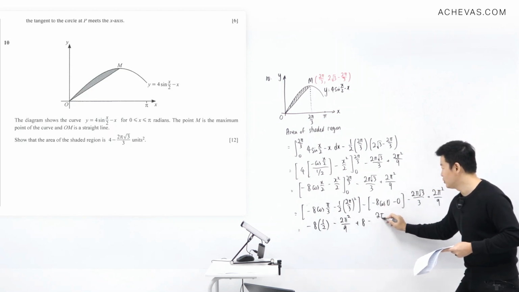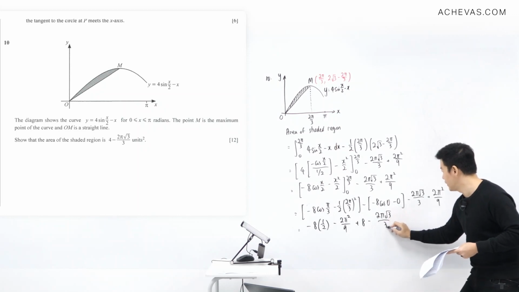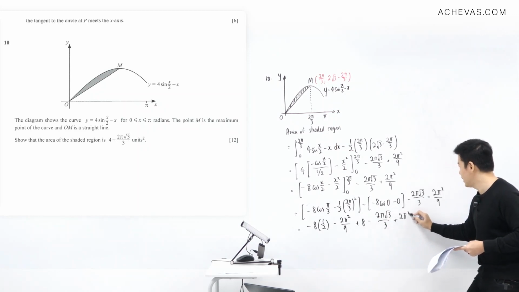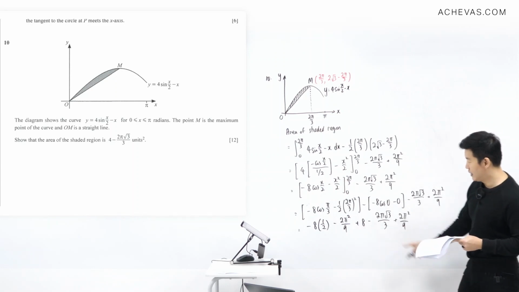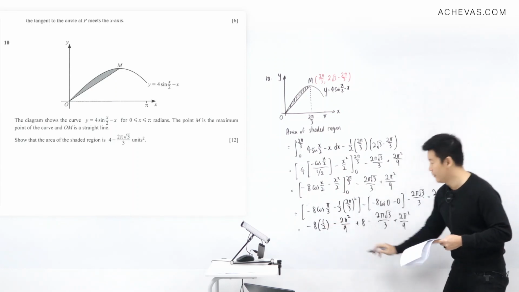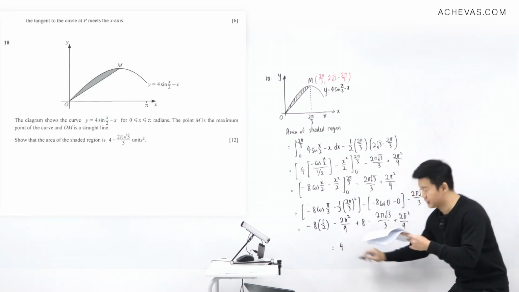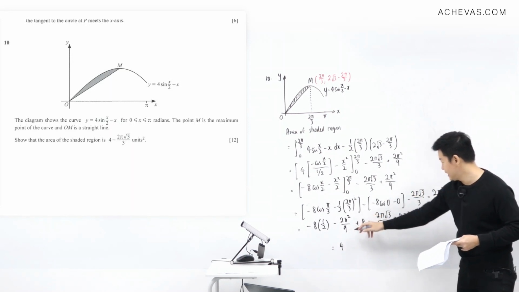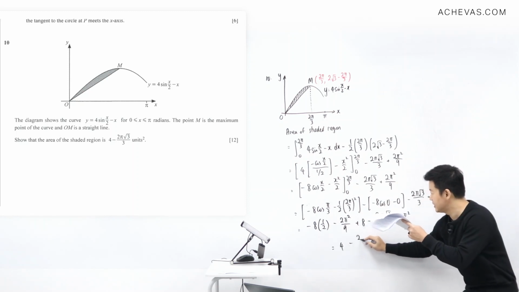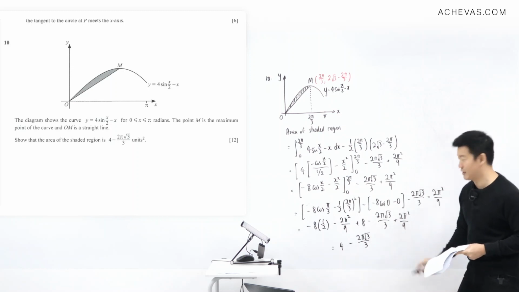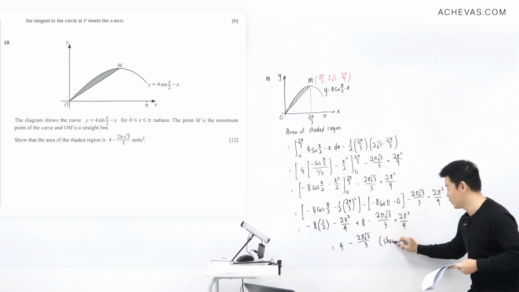Minus away 2π√3/3 plus 2π²/9. So we have 8 minus 4. That is going to be equal to positive 4. And this can be cancelled. We're going to be left with just this. So it is going to be 4 minus 2π√3/3. And guess what? This is what the question wants us to show.